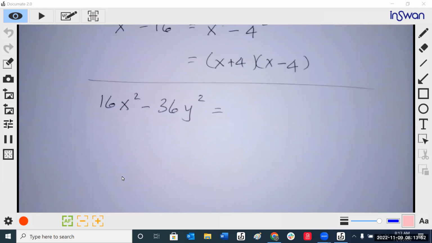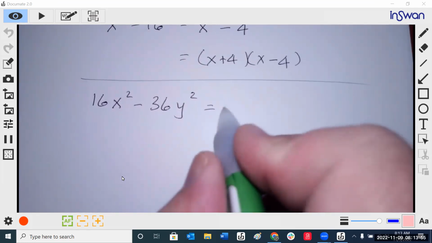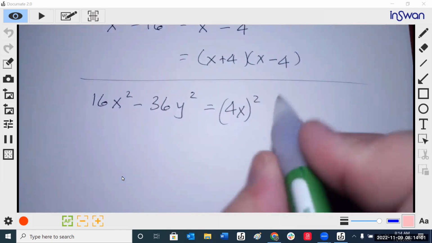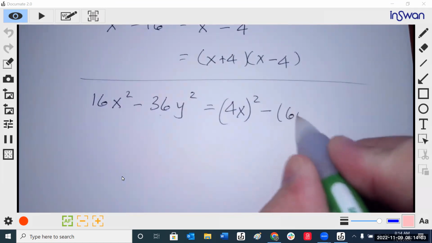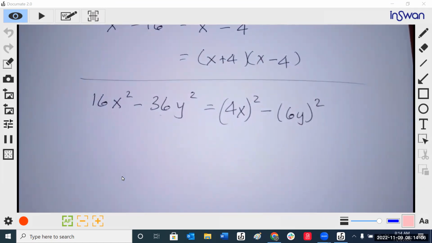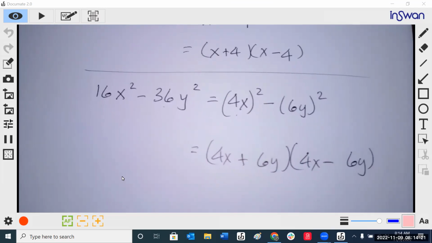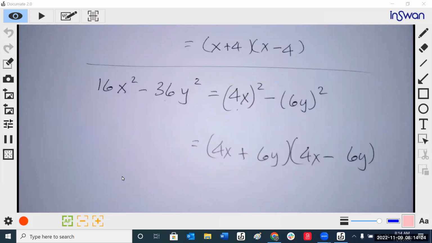What would this one be? Yeah, so it's 4x squared minus 6y squared. So we have 4x, 6y, 4x, 6y. What goes in the middle? That's nice. And then we're done. Well, we're done so far. We can always go a little bit further by taking out some more numbers, but that's what I'm interested in. This is why this chapter and next chapter go together very well.